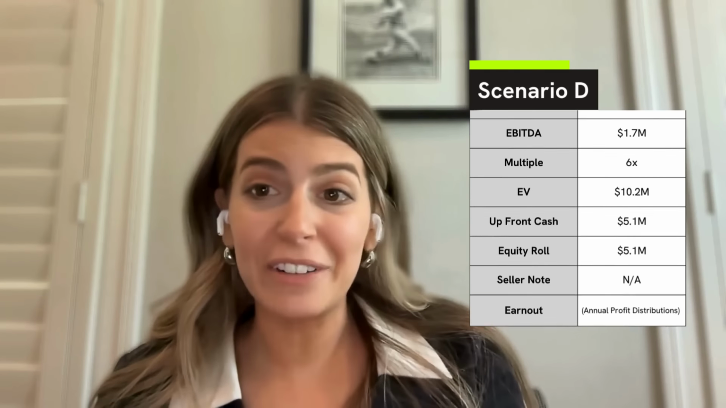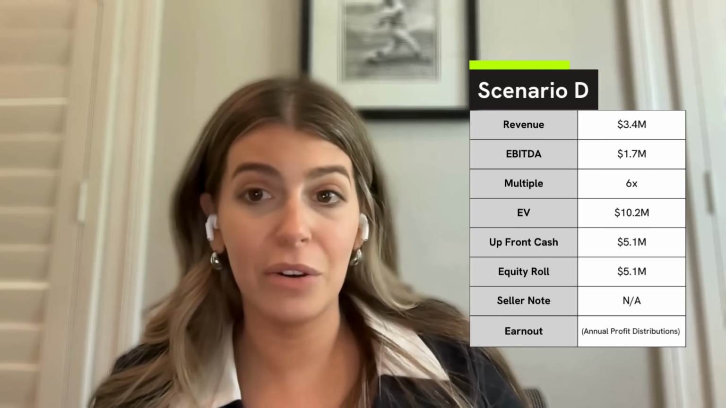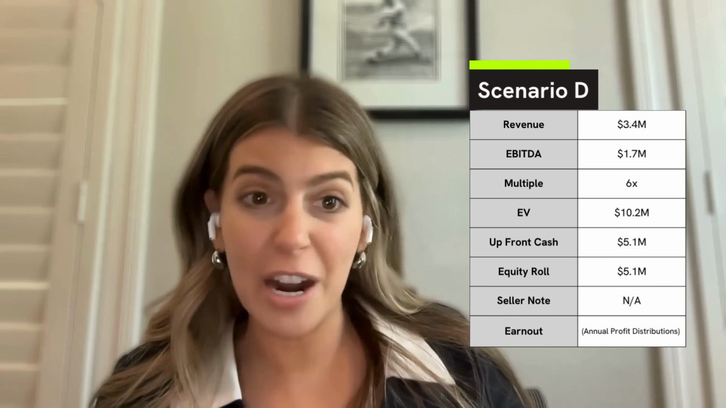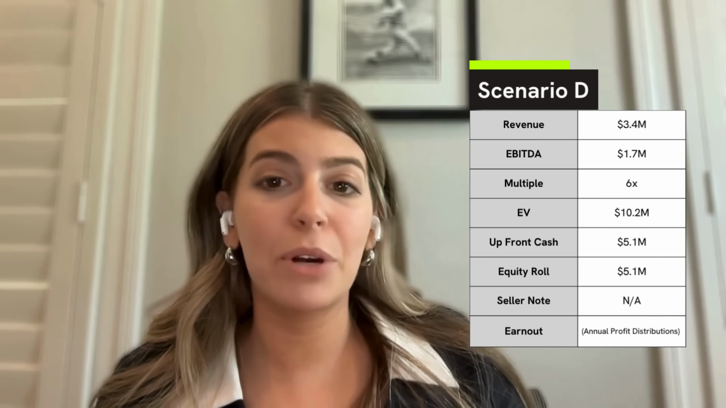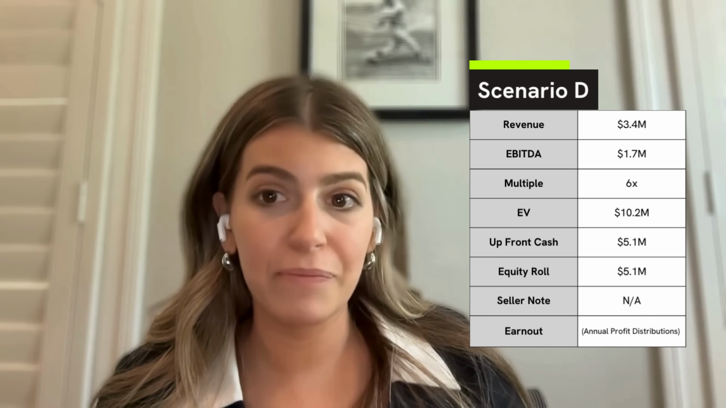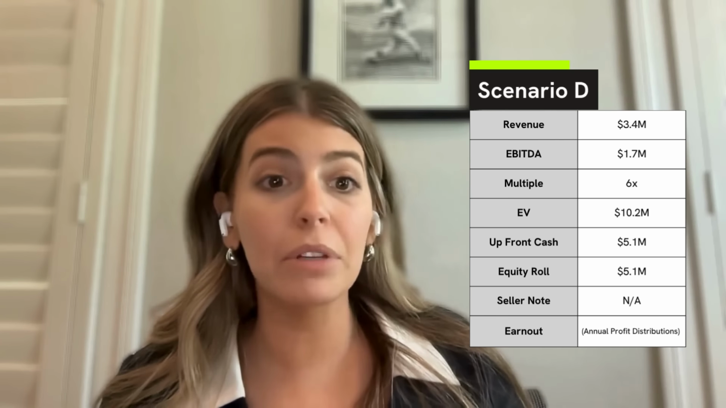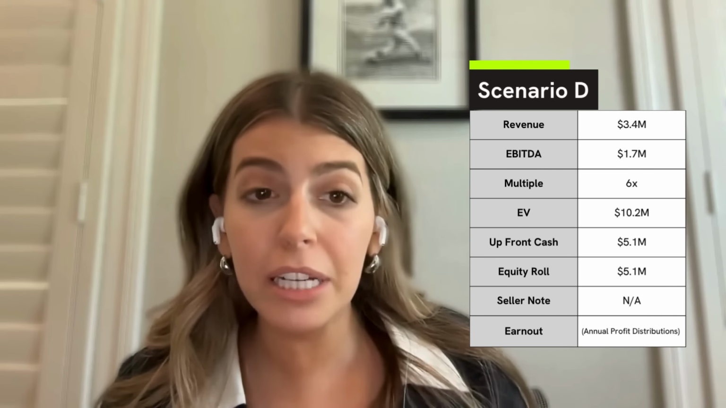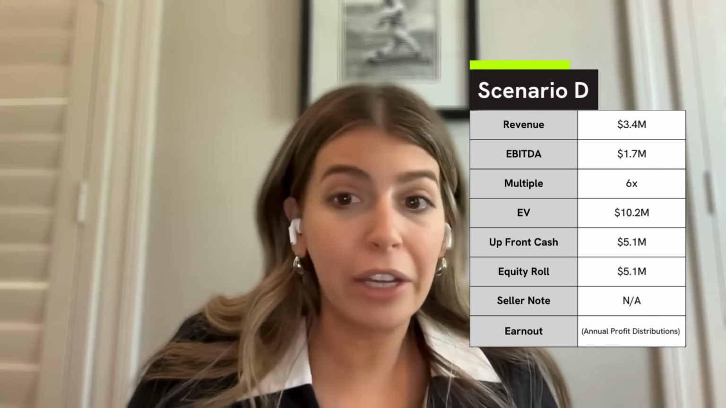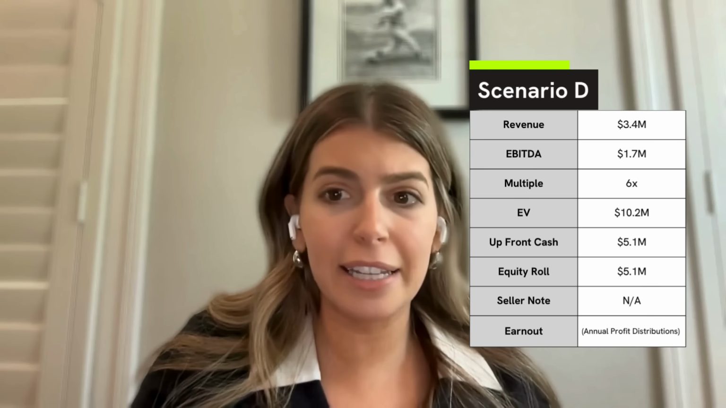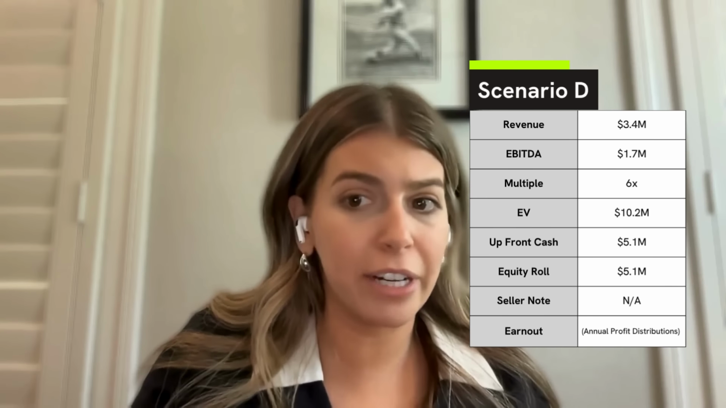So for this deal, that's 3.4 in revenue and 1.7 in EBITDA, which is a very healthy margin, which we can get to in a second. We landed at a $10.2 million EV, which is a 6x multiple, which I will say for a 1.7 million EBITDA is a very strong valuation. Very fair. Fair deal. I mean, generous. I would say a 6x multiple is very generous on this.